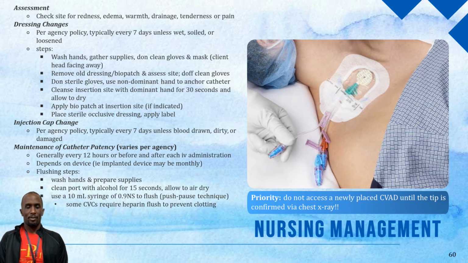Injection cap changes are also usually every 7 days or sooner if the cap is used for blood draws, becomes contaminated, or damaged. For catheter patency, flushing is essential. The frequency depends on the device and agency policy, but commonly every 12 hours or before and after each IV medication. Use the push-pause technique with a 10 milliliter syringe of normal saline. Some catheters may also require a heparin flush to prevent clotting. The overall goal is to maintain sterility, prevent infection, and ensure the catheter remains patent for safe and effective use.